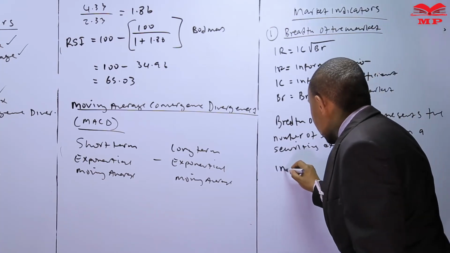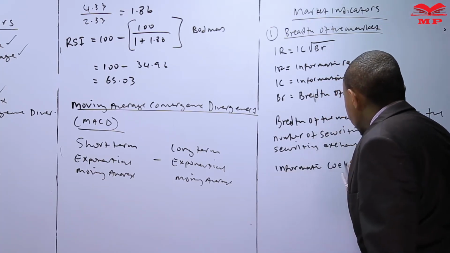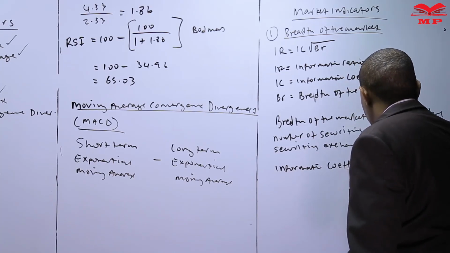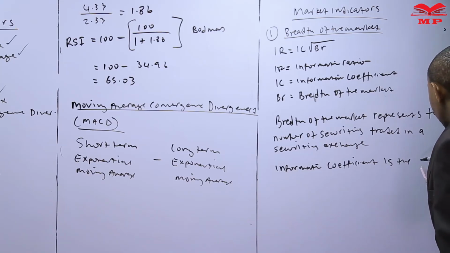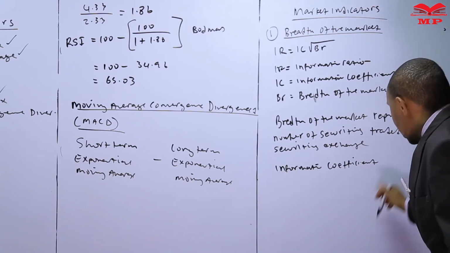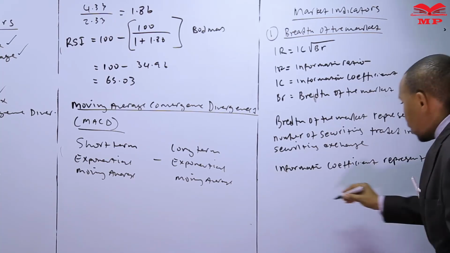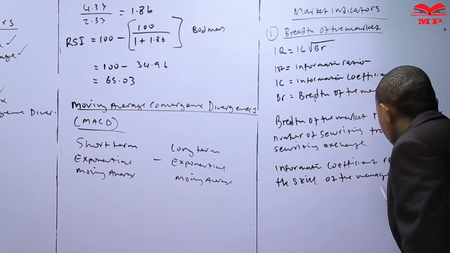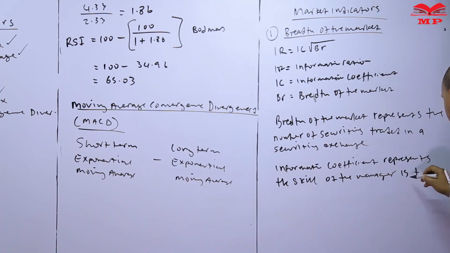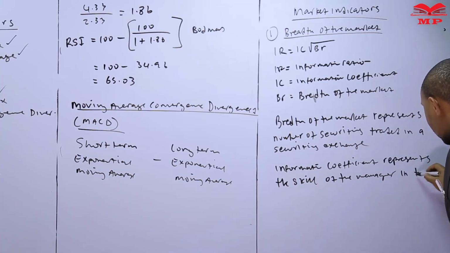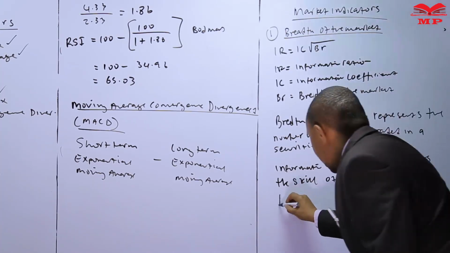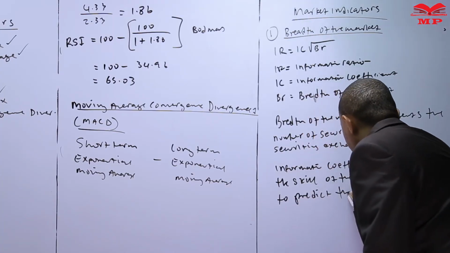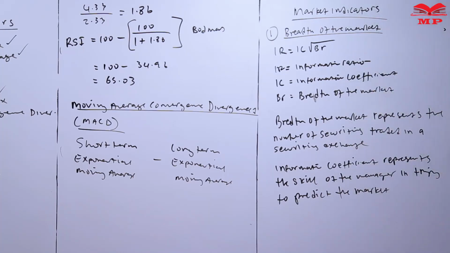The information coefficient represents the skill of the manager in trying to predict the market up or down. That is the information coefficient.